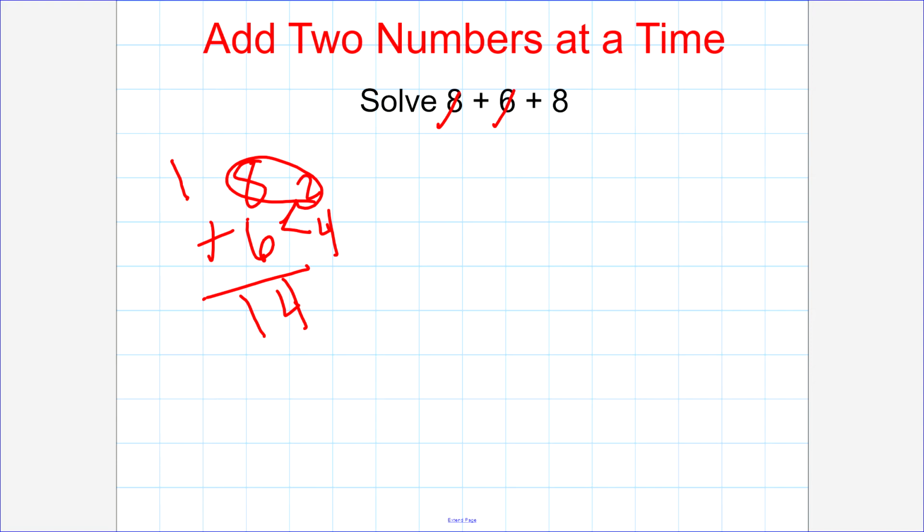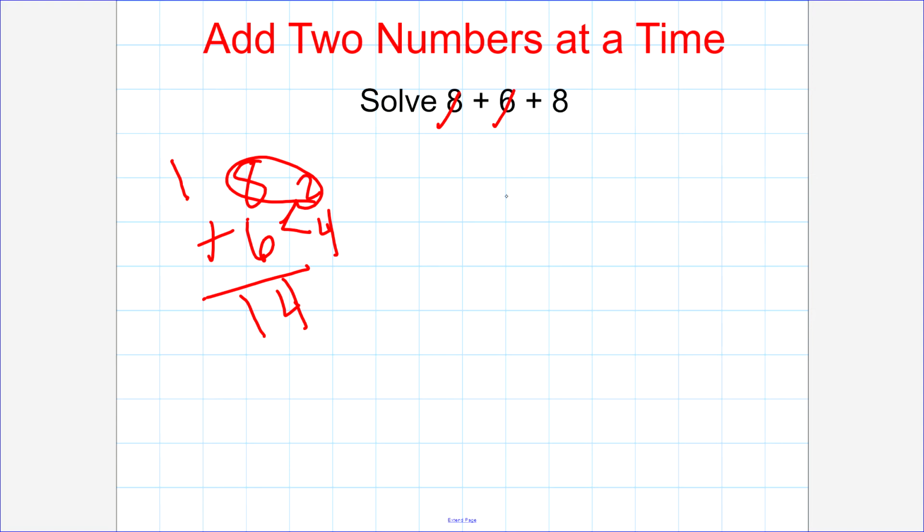You probably noticed, third grade, that as soon as I wrote down the 8 plus the 6, I crossed them out in my original problem, so that I would remember I've already added those numbers. Remember, when you're adding 2 numbers at a time, it is very important you keep track of which numbers you've added and which you haven't. I can see that I've added the 8 plus 6 and it equaled 14, but I can also see that I have another 8 left to add.